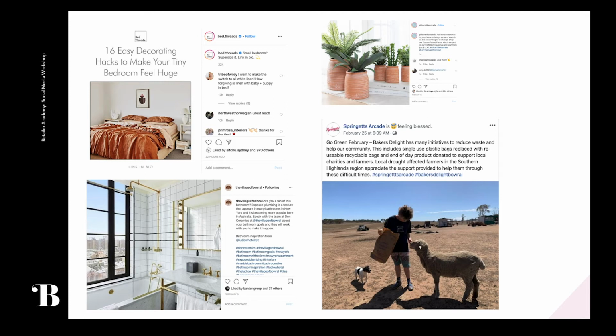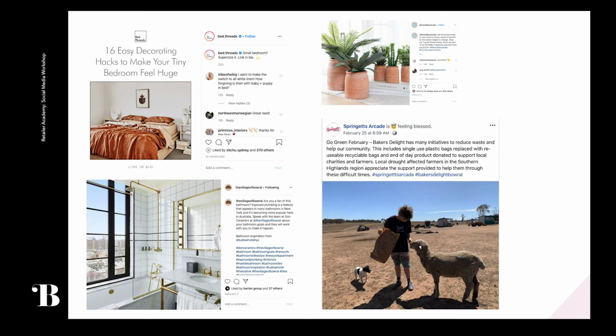Beneath that, we have the Village of Bowral. And this is a homemaker centre, a small homemaker centre. And we're actually talking about bathroom tiles. That's essentially what we're trying to promote, Don Ceramics. But you can see here in the post, it's actually all about the trends of having exposed plumbing as the feature in the bathroom. So we're not talking about the tiles. The tiles are in there, but we're actually focused on the trend, which is all about the exposed plumbing.